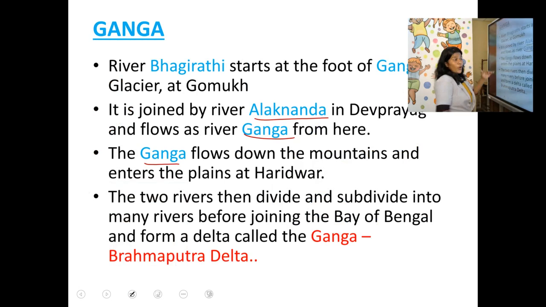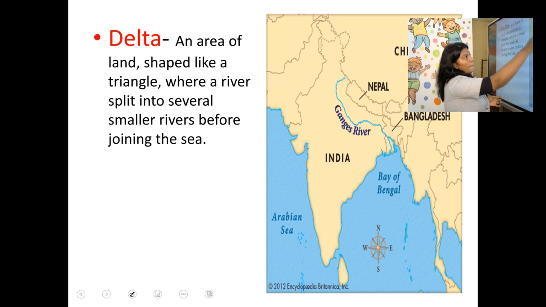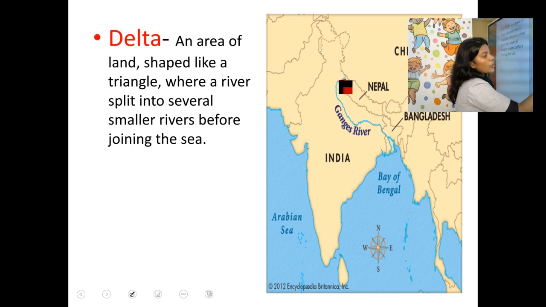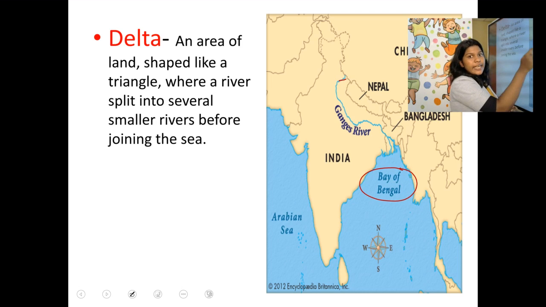The Ganga river flows through the mountains and enters the plains at Haridwar. When it flows, it joins with Brahmaputra, and the river is divided and subdivided into many rivers before joining the Bay of Bengal. Let me show you with the map. Here the Ganga starts, it flows from the mountains and reaches the Bay of Bengal.